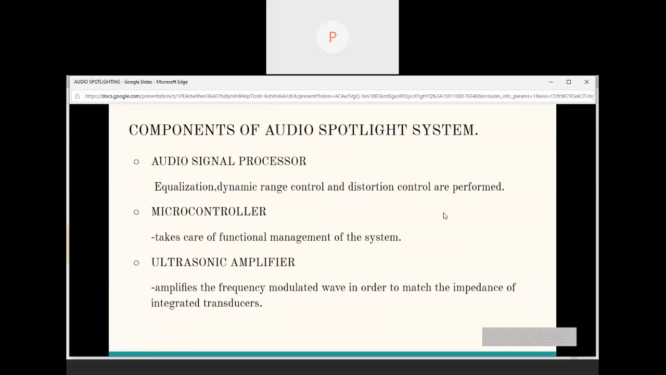The audio signal is sent to an electronic signal processing circuit where equalization and distortion control are performed in order to produce a good quality sound signal.